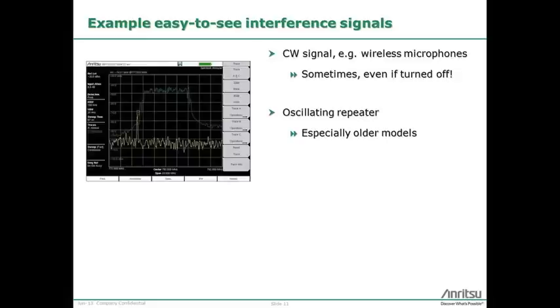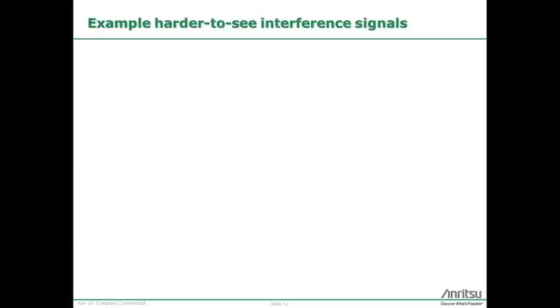And I've even run into a case where we've had an interfering signal where the wireless microphone was turned off. I don't think that was very good for battery life. Clearly not a very good design. Another common case here is an oscillating repeater or a signal booster, especially the older models that don't turn themselves off when they detect oscillation. This isn't quite CW because the signal often drifts around, but it's very CW-like.